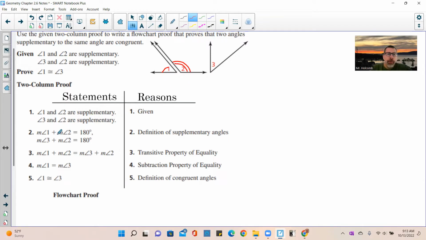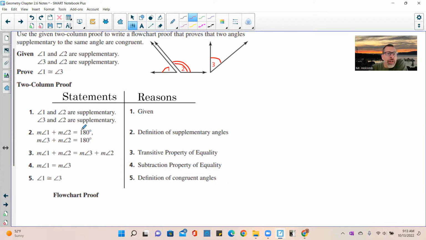Given the measure of angle 1 plus the measure of angle 2 equals 180 degrees, follows from that angle 1 and angle 2 are supplementary. And that's the definition of supplementary angles. So again, we can say that other given angle 3 and angle 2 are supplementary. And therefore angle 3 plus angle 2 equals 180 degrees, and the same reason. So they're just pairing them together so they don't have to write as much.